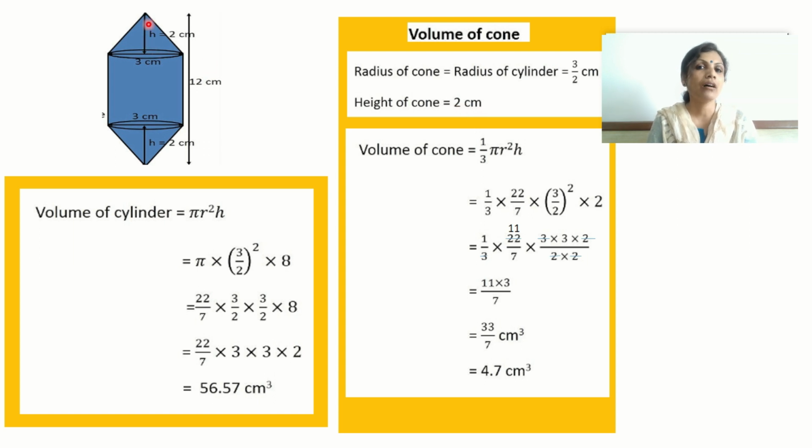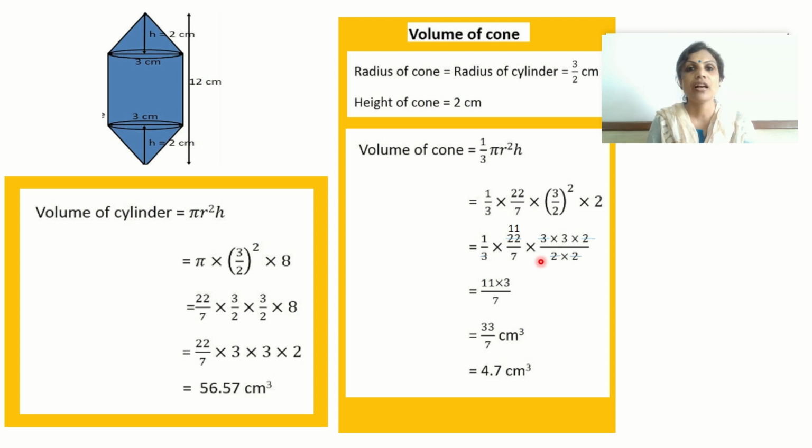So our formula for volume of the cone is 1/3 pi r square h. We have all the values with us. Let us substitute the values. So 1/3 into 22 upon 7 into 3/2 the whole square into 2. Alright, so let's simplify. 1/3 into 22/7 into 3/2 into 3/2 into 2.